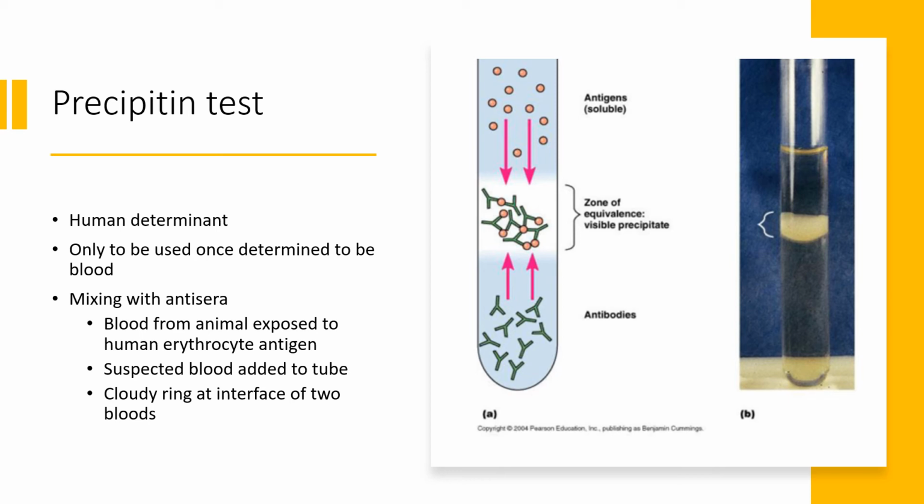What you'll do is you'll mix blood with anti-sera. So you'll have a test tube with antibodies. That's anti-sera with antibody. Anti-sera is a liquid with antibodies suspended in it. Remember, antibodies are specific.